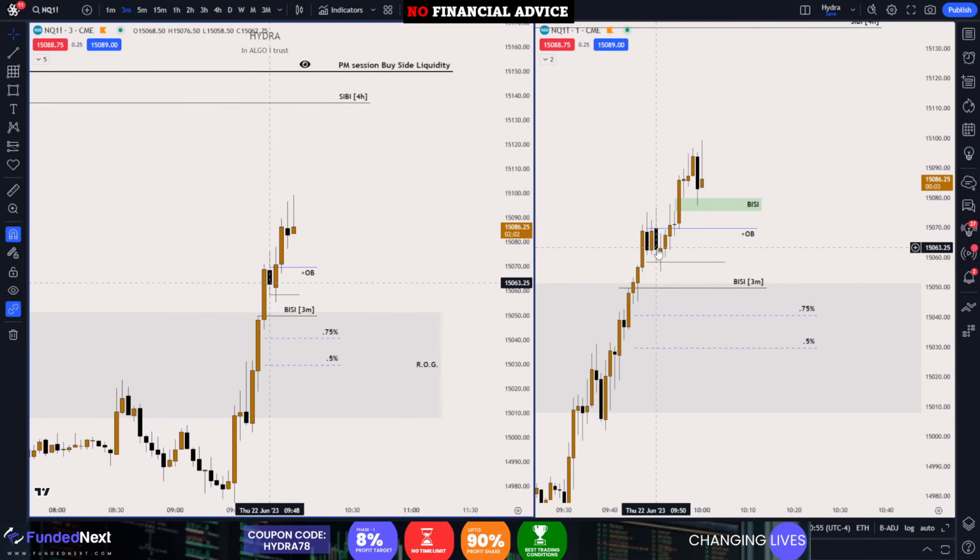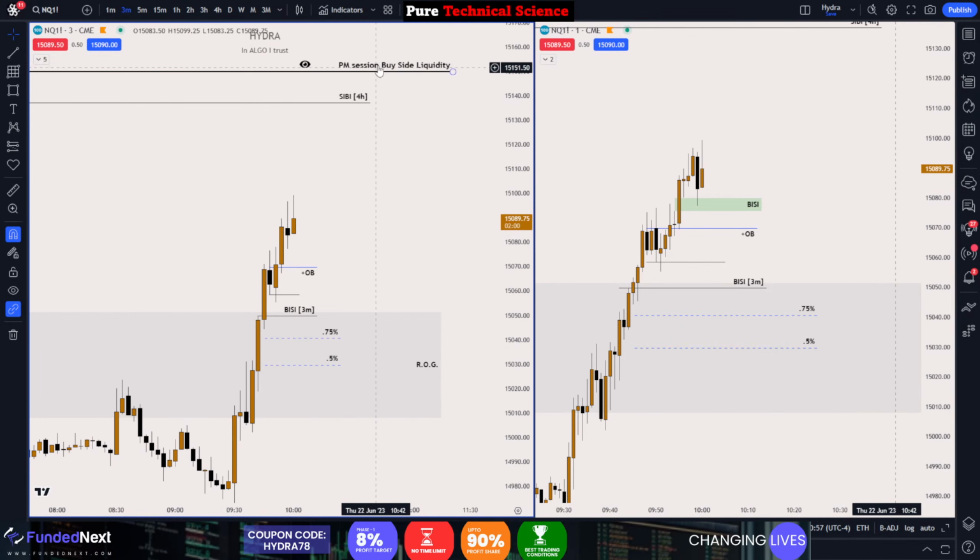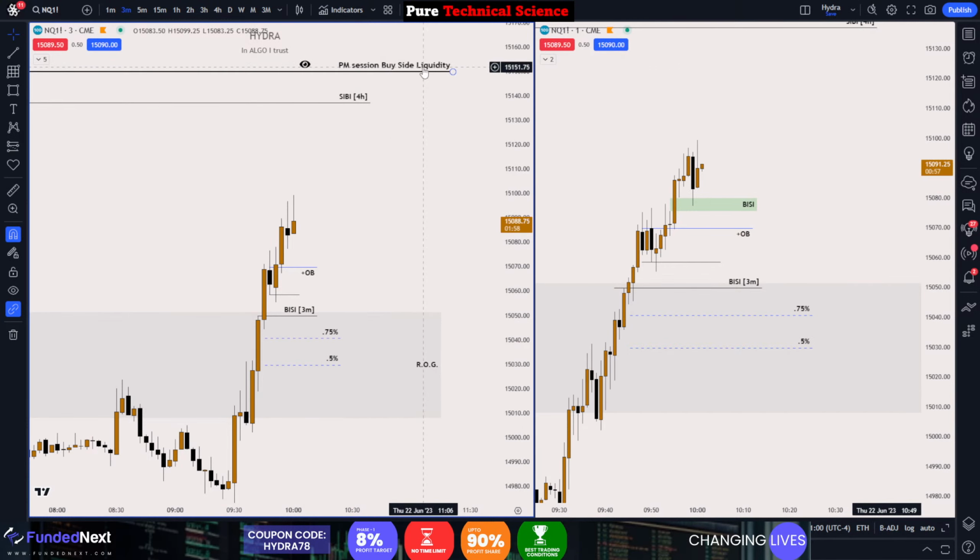This order block will work as the last line of defense for us to expect a run into this PM session buy side liquidity.